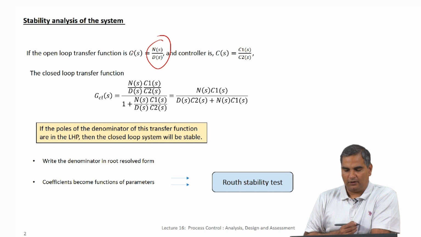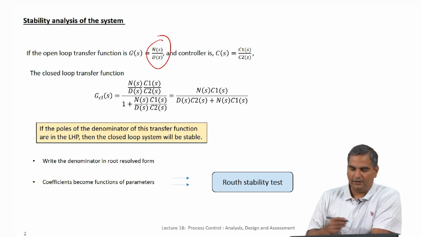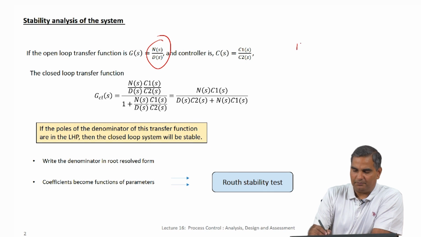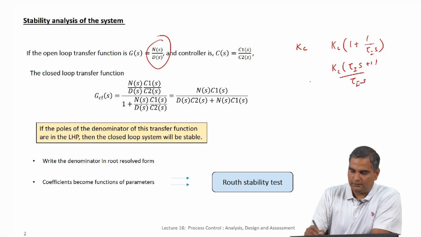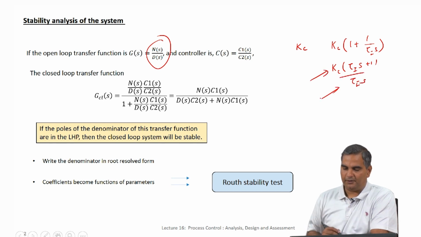The controller can also be thought of as a numerator by a denominator form. For example, if the controller is simply Kc, then the numerator is Kc, denominator is 1. If it is a PID controller, then you have Kc (1 + 1/tau_I s), which can be simplified as Kc times (tau_I s + 1) by tau_I s. So, this is the numerator polynomial, this is the denominator polynomial.